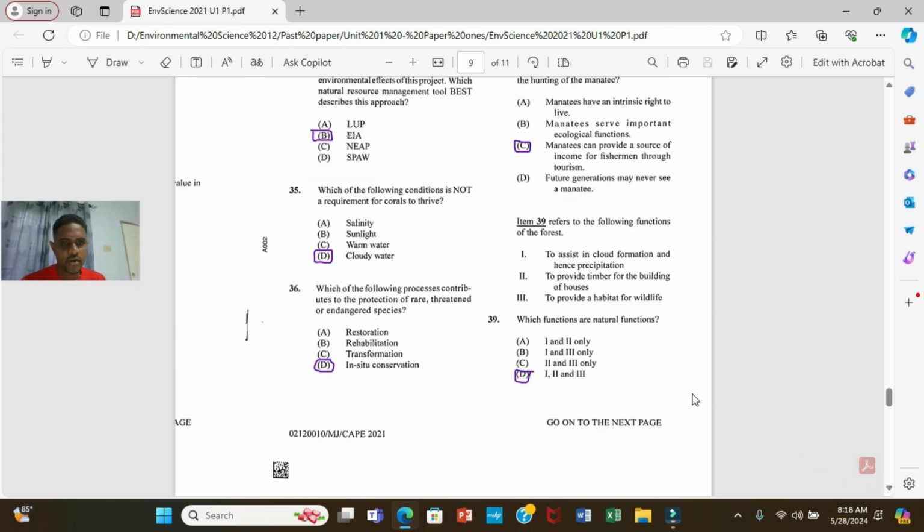Question 39 refers to the following functions of a forest. Which functions are natural functions? And I have D, 1, 2, and 3. 1, to assist in cloud formation and hence precipitation. 2, to provide timber for the building of houses. And 3, to provide habitat for wildlife. I said the three of them.